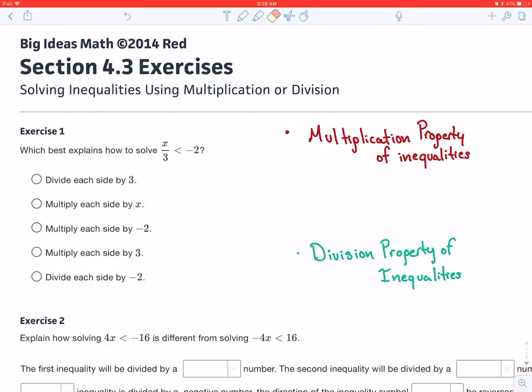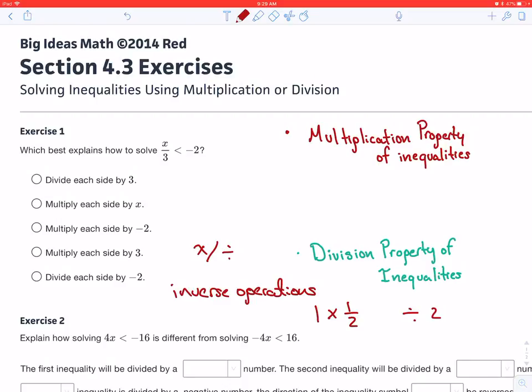x divided by 3 is less than negative 2. So this is a division problem. And because it's a division problem, that means we can either only use multiplication or division to solve it, because multiplication and division are inverse operations. That means that they are the opposites of one another. So for example, multiplying something by 1/2 is the same thing as dividing it by 2.